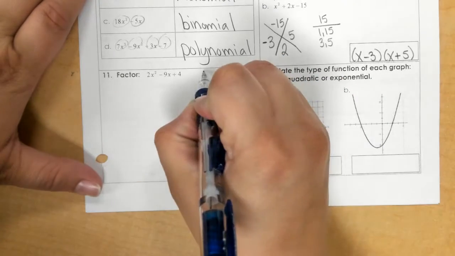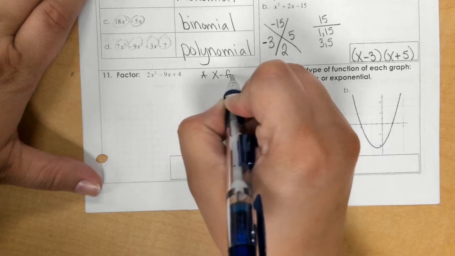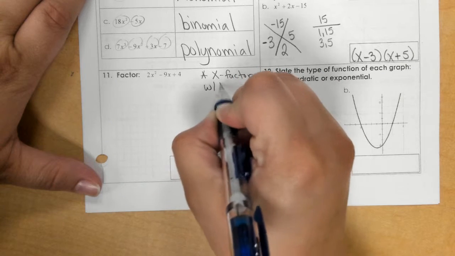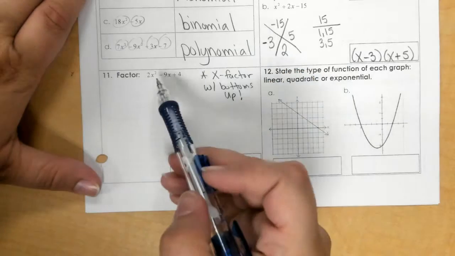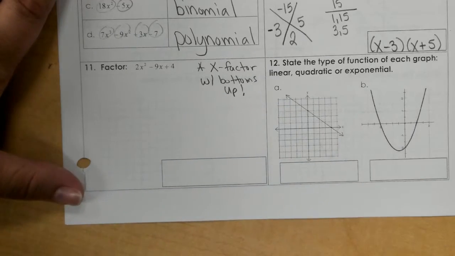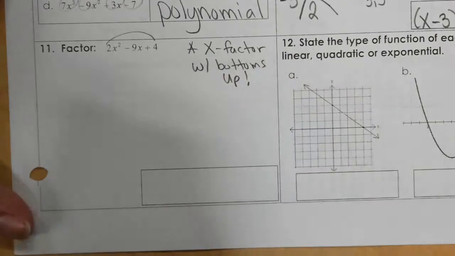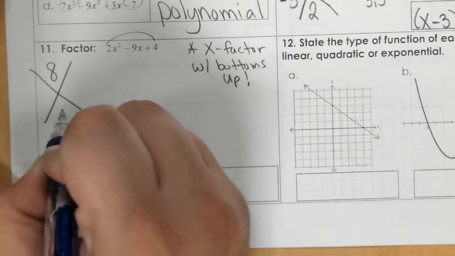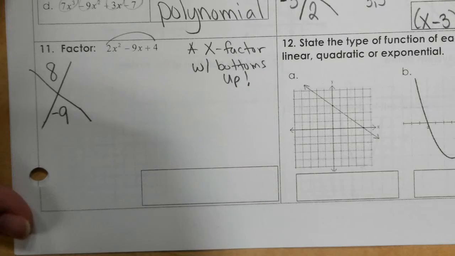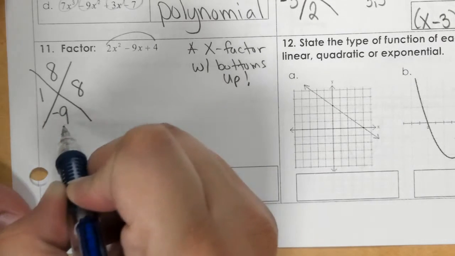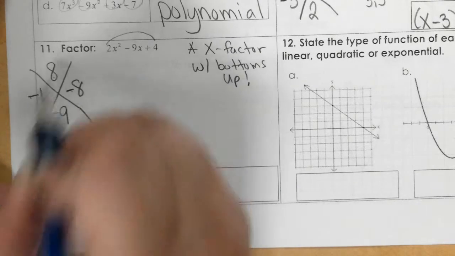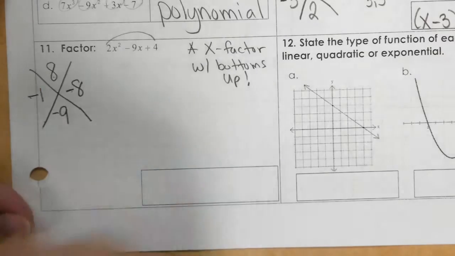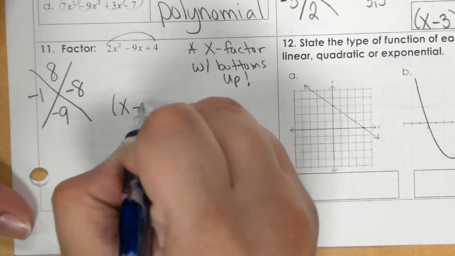Okay, for number 11, this is also x factor with bottoms up, because the number here is bigger than 1. So I would go 2 times 4 is 8, and I have to get to negative 9. So 1 and 8 can add to 9 if I make them both negative, because a negative times a negative gets to a positive 8. If I add 2 negatives, I get negative 9. So I go ahead and write that in factored form.